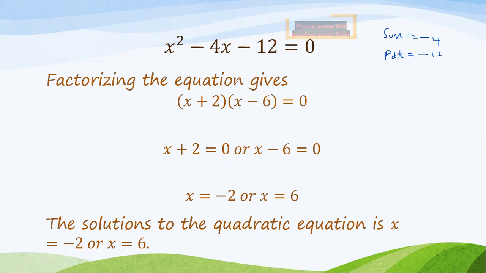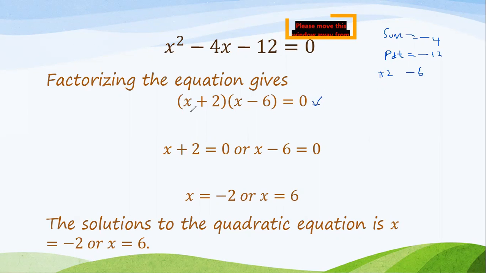So this implies that we look for two numbers. When you add them, you get -4. When you multiply them, you get -12. So the two numbers are +2 and -6. So you go ahead and factorize these two numbers, +2 and -6, and that is what gives us this step here.